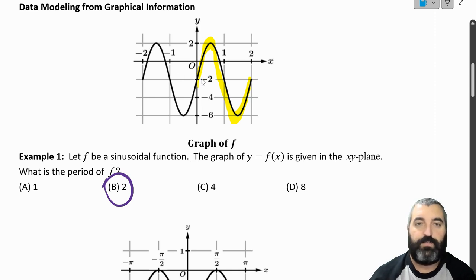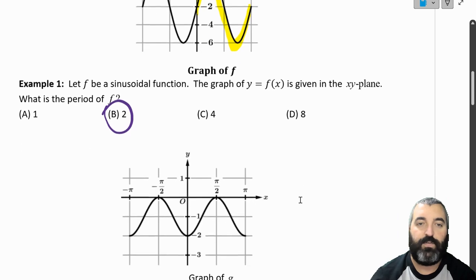Because if you go 1, it's only the top part. You go 4, well, that would be from like -2 to 2. Well, that pattern has repeated twice, so that doesn't make sense. And 8 is already out of the question because it's too big.